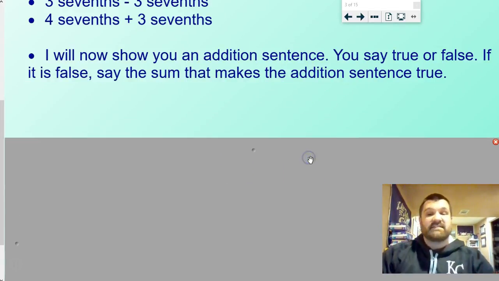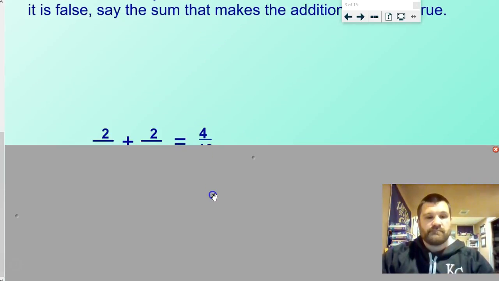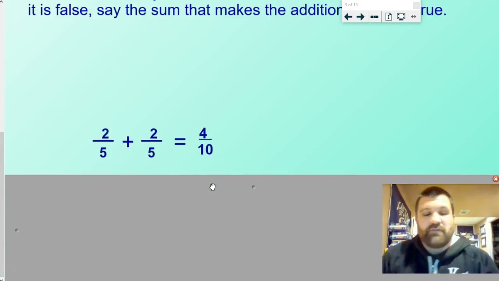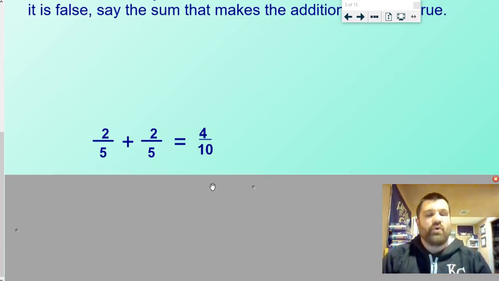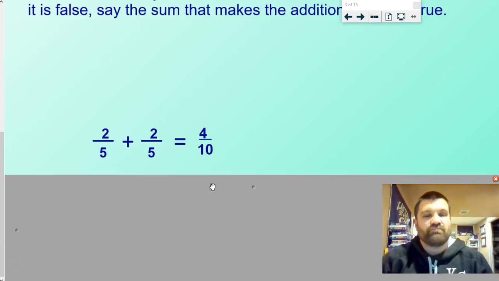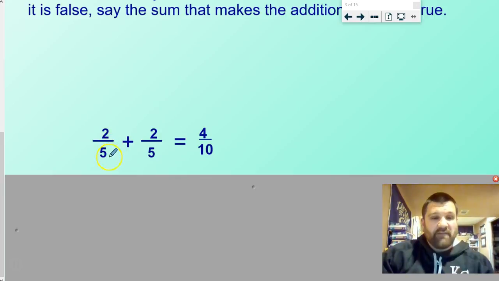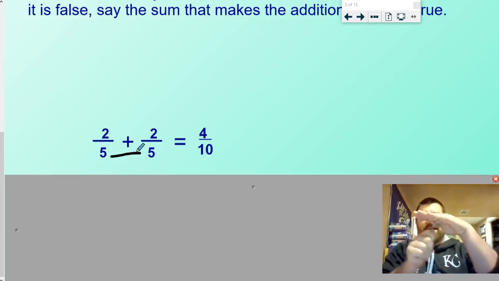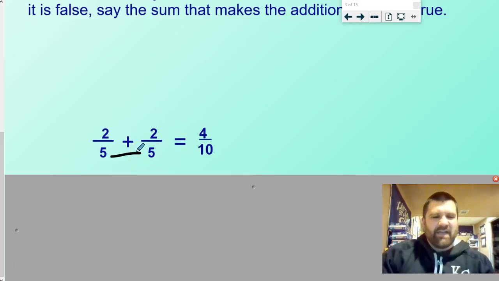Okay, so now I'm going to show you an addition sentence, and I want you to say true or false. If it's false, say the sum that makes the addition sentence true. Got it? So 2/5 add 2/5 equals 4/10. True or false? Well, let's look at it. We have 5 and 5. We don't add the denominators, so it's false. I would say that 2/5 add 2/5 would be 4/5.